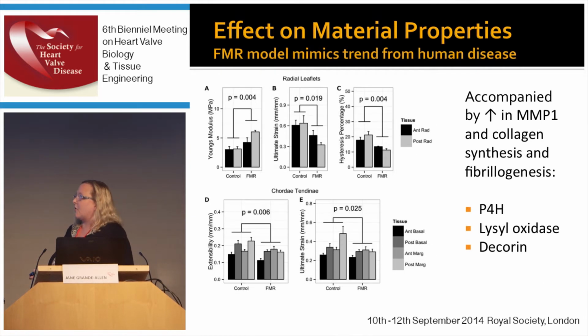With respect to the FMR model, again, the mechanical properties match what we see in people, and so we have an increased stiffness and a reduction in ultimate strain, and we also have a reduction in hysteresis, and the chordae tendineae similarly show a reduction in extensibility and a reduction in ultimate strain.